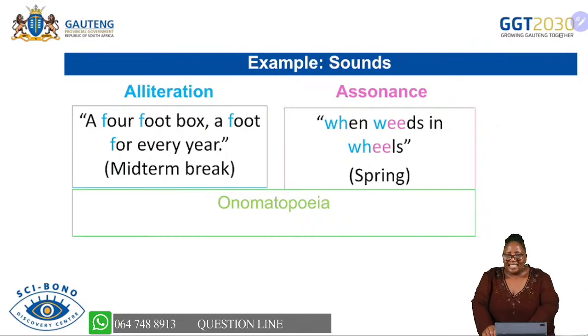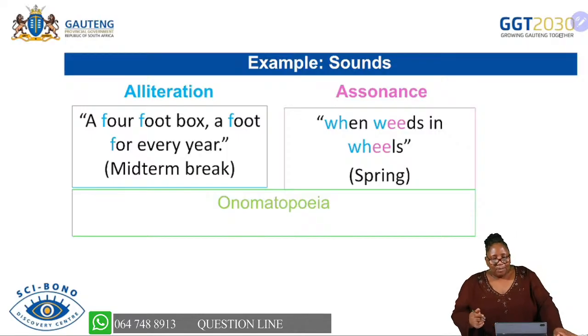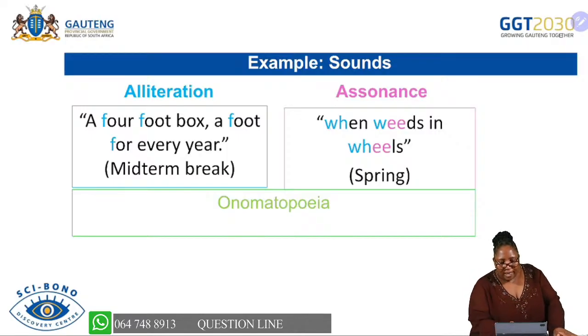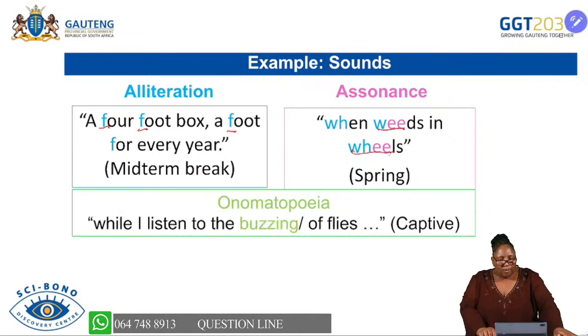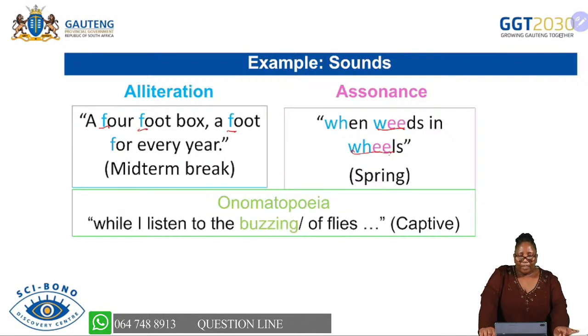Let's look at assonance. When winds in wheels. So can you see the repetition there of we, were, wheels? There. With alliteration, the okay.